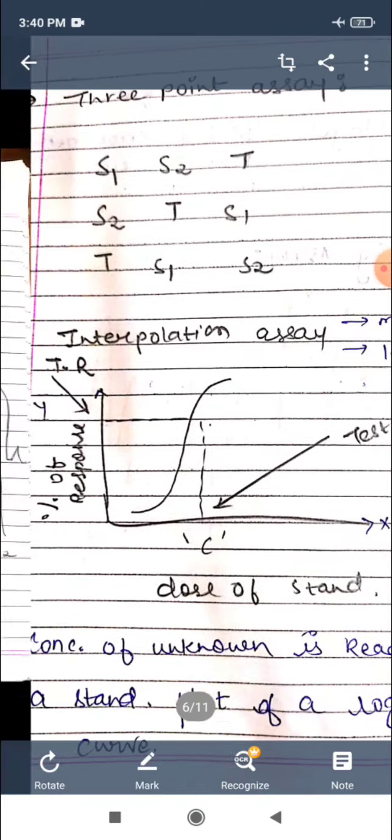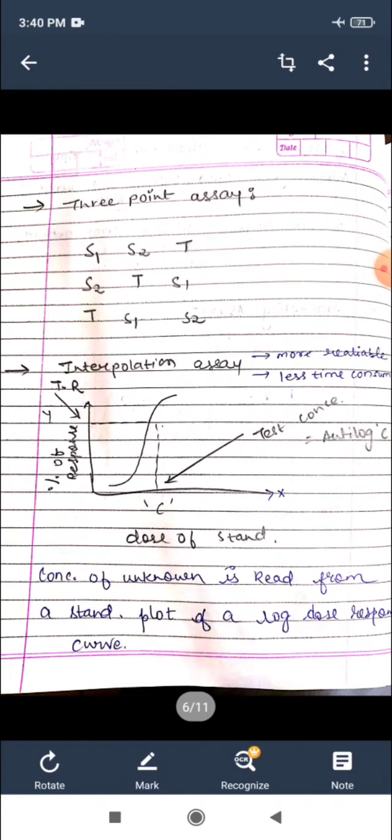You can see the dose of the standard on the x axis and the percentage of response shown on the y axis. The concentration of the test is then read from the graph.